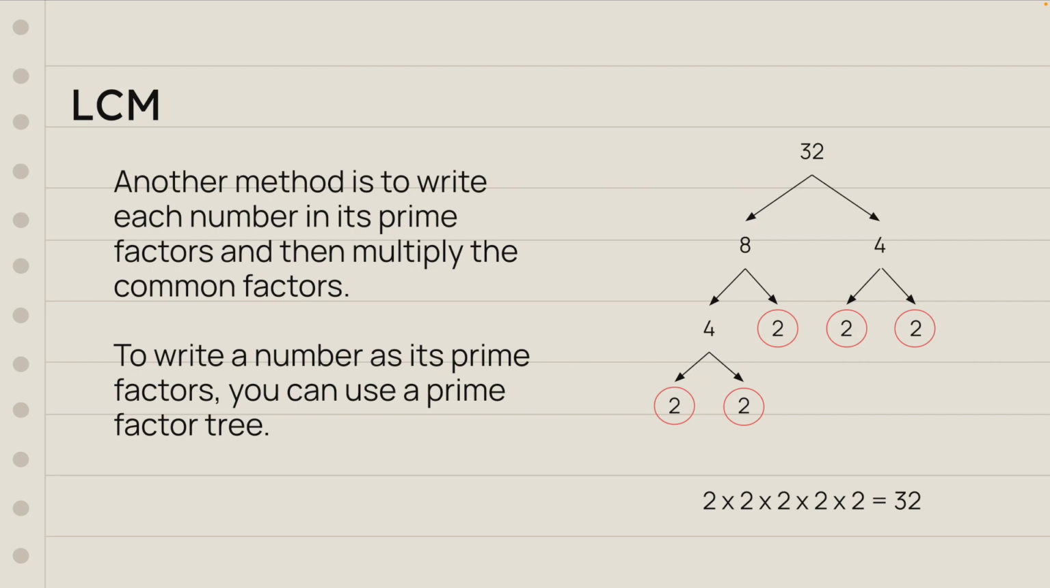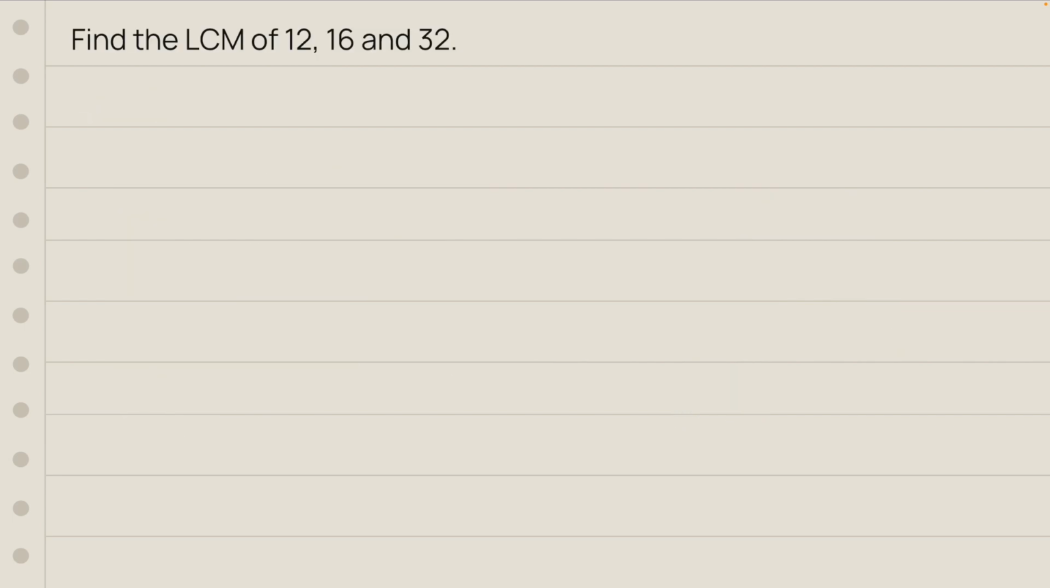Once we have those, we can compare the prime factors of the different numbers and multiply the ones that are common. So let's look at an example. If I want to find the lowest common multiple of 12, 16, and 32, I'm first going to find the prime factors of these numbers. So for 12, I can break that down into 3 and 4, and then I can break 4 further into 2 and 2. And so the final branches, the final ends, are 3, 2, and 2.